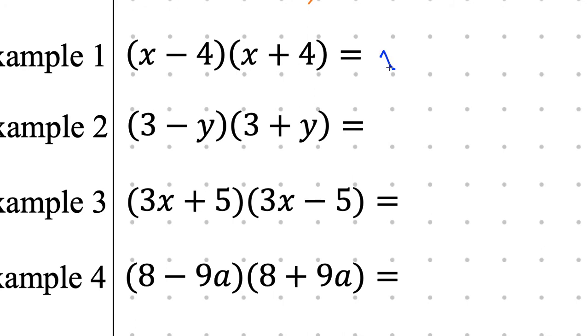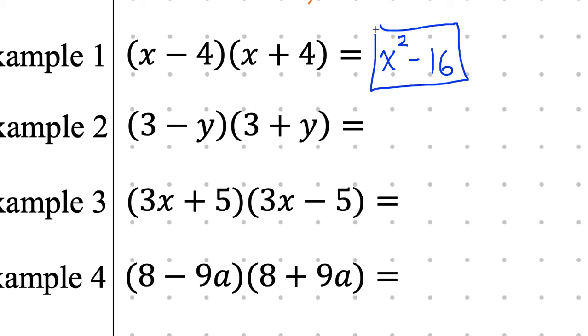X squared. I think it'd be minus 4 squared because it's negative 4 plus 4. Wait, I agree. No, you're right, yeah. Negative, and then what is 4 squared? What's 4 times 4? 16. Done, box it. X squared minus 16.